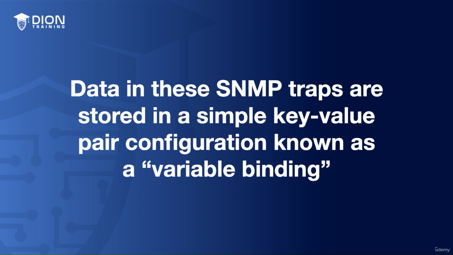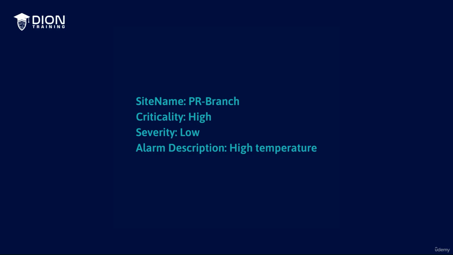Now, data in these SNMP traps are going to be sent and stored in a key value pair configuration. This is known as variable binding. For example, I might have a list of variable bindings for a particular router, things like site name, PR branch, criticality, high, severity, low, alarm description, high temperature, and other pertinent information for a given alarm or event, basically that's going to be reported through one of these trap messages.